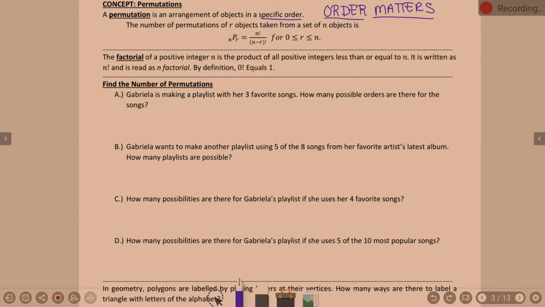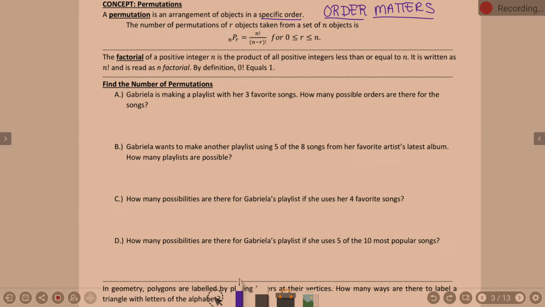Like the example at the beginning of the lesson about Holly and Tia and president and vice president. Order matters, right? Especially if it mattered to Holly whether she was president or vice president. Order matters there, okay?